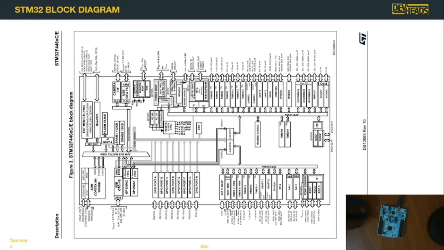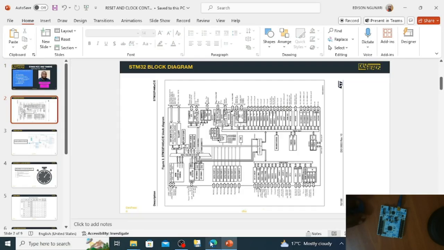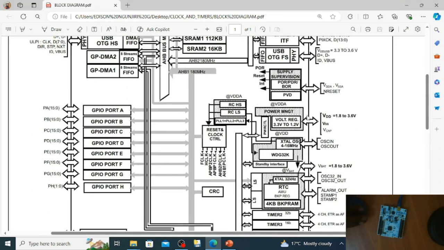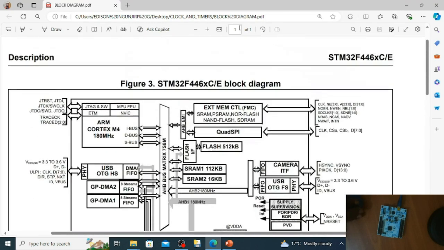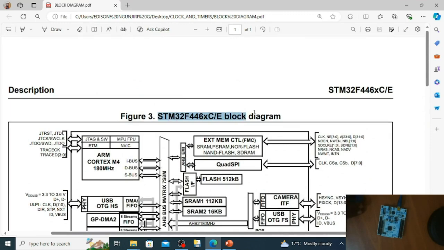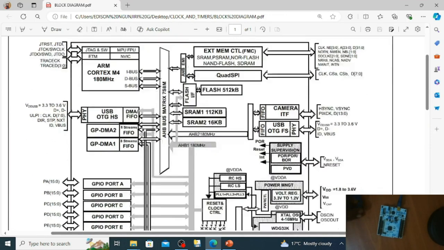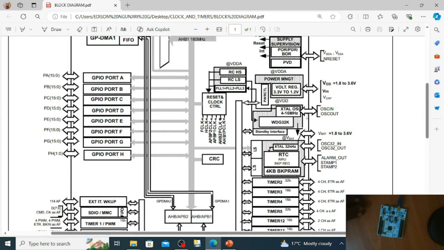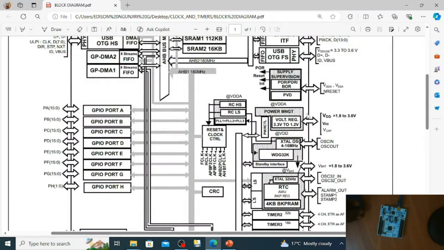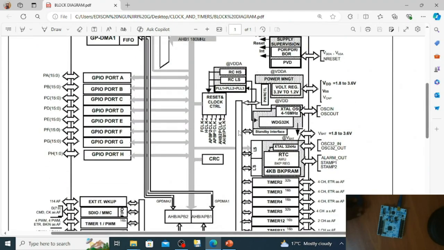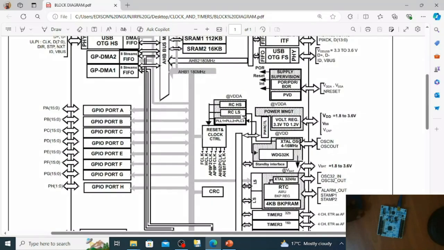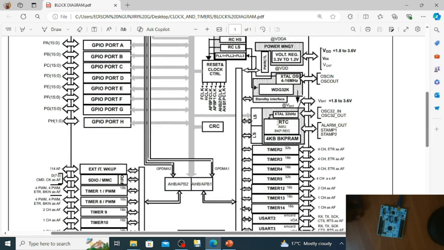So this is the block diagram of the board that I'm using. This is specific to STM32F446RE. So you might want to check the datasheet of your microcontroller if you're using another series, as it has a different block diagram. Of our interest today is the reset and clock control. And what this peripheral does is managing the system clocks and handling the reset signals.